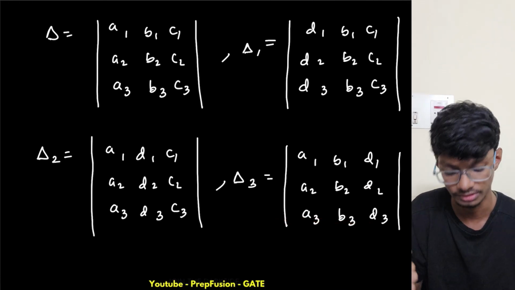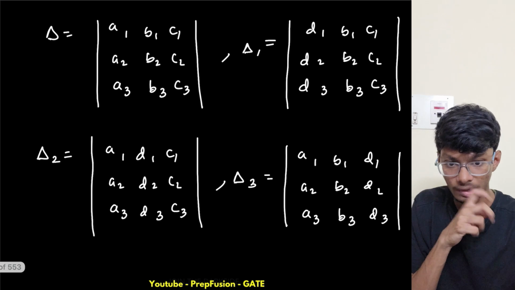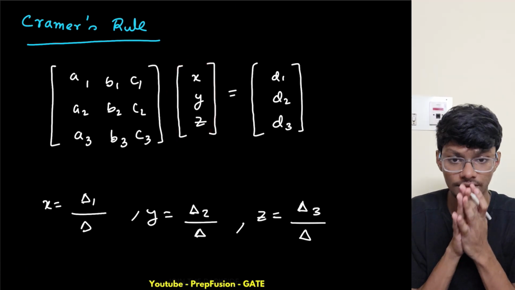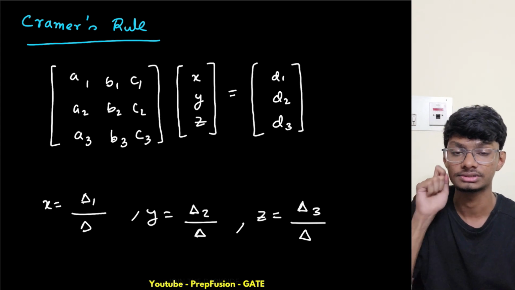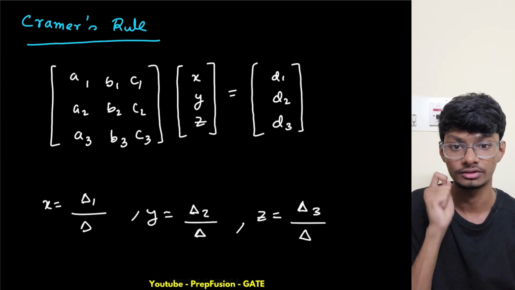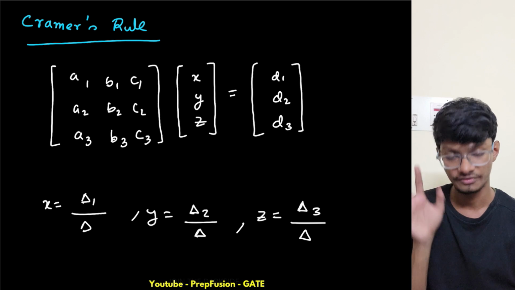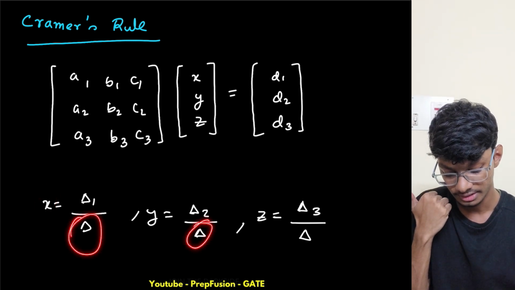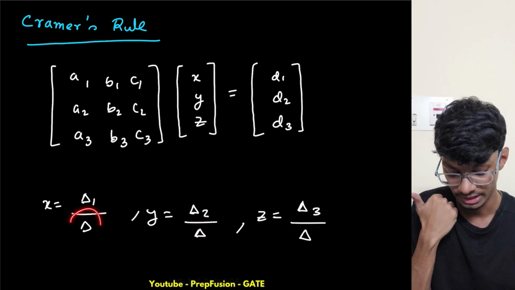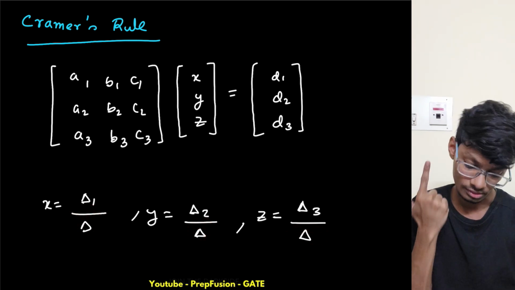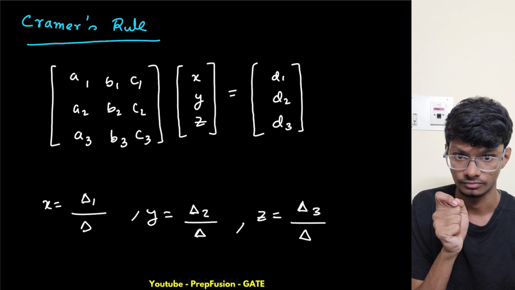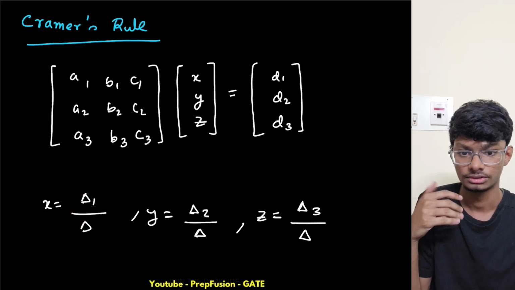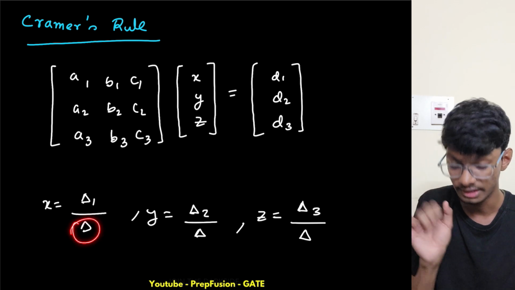I will not explain it further. So for x, y and z to give a unique solution, what is the first thing that we need to consider? First, this delta can't be 0. This delta has to be some finite value. Also this delta 1 can't be 0. I mean, if both of them are 0, then we get a 0 by 0 format. So we have to check. So delta can't be 0.